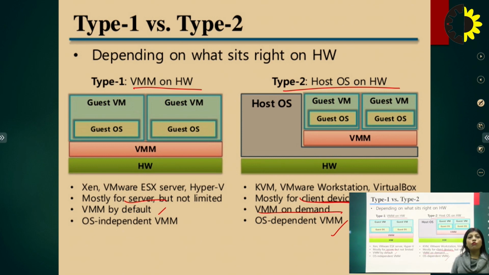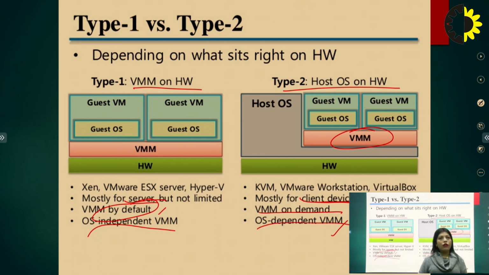Type 2 has a virtual machine monitor on demand. If the user needs the virtual machine monitor or hypervisor, then they give the virtual machine monitor on demand. But in type 1 we have a virtual machine monitor by default, and it is OS independent, but type 2 has an OS dependent virtual machine monitor. So type 1 is independent of the operating system and type 2 is dependent on the operating system.